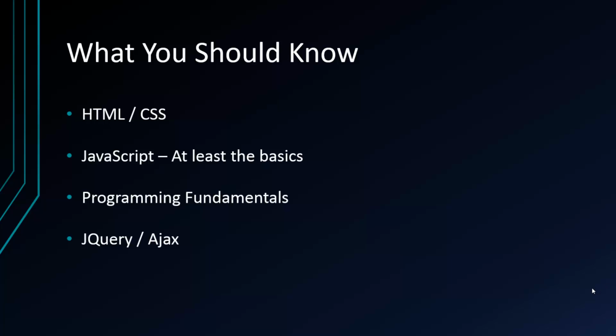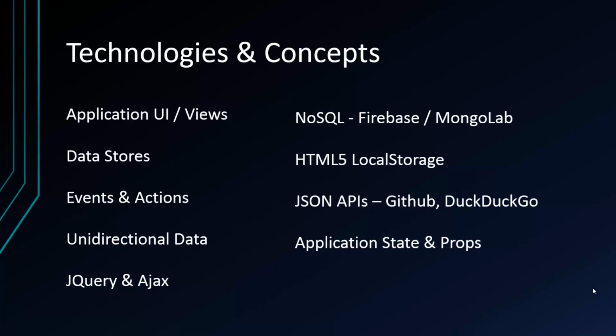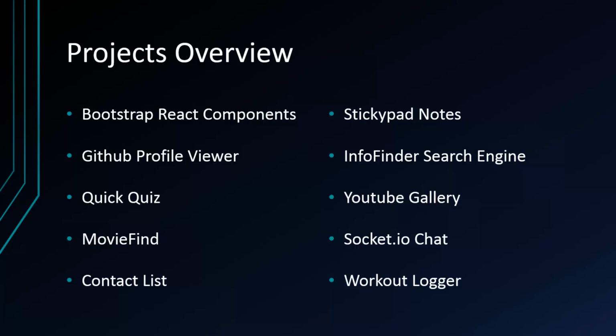All right, so some of the technologies and concepts we'll be working with: application UI and views, data stores, events and actions. Okay, these are all part of the Flux architecture. Unidirectional data, jQuery and Ajax. We'll be working with some NoSQL databases such as Firebase and MongoLab. We'll be using HTML5 local storage in one of the projects. We'll be fetching data from JSON APIs, including GitHub and DuckDuckGo, and also application state and properties, which have to do with ReactJS.